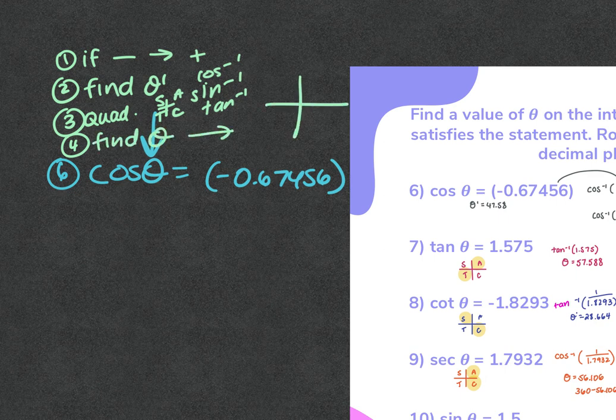Using the rules, if it's in the first quadrant, we keep it. If it's in the second quadrant, we do 180 minus what you got as a reference angle. Third quadrant, 180 plus theta prime, what you got for your reference angle. And fourth quadrant, 360 minus theta prime.